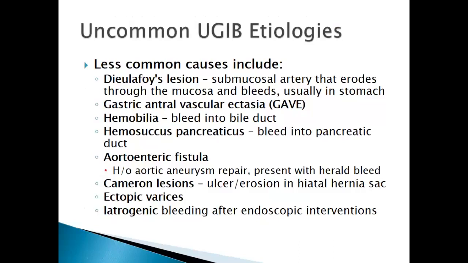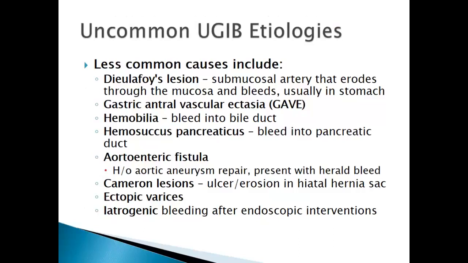Hemobilia, for whatever reason, after a liver biopsy or an eroding mass, where you'll have bleeding into the bile duct. And when you do the upper endoscopy, you see the blood coming from the ampulla, which is in the duodenum. Hemosuccus pancreaticus, so that's bleeding into the pancreatic duct, often from a pseudoaneurysm, potentially from acute pancreatitis. Those are very severe because they're often arterial, but they're all very rare.